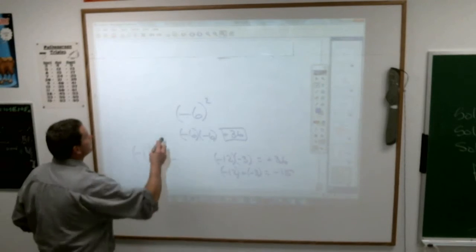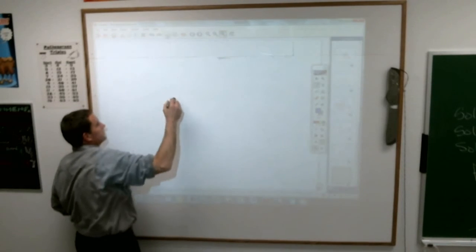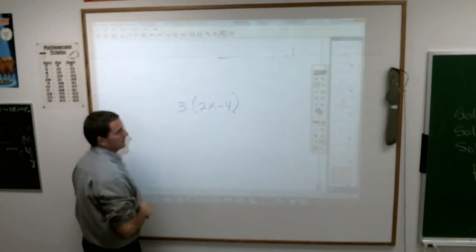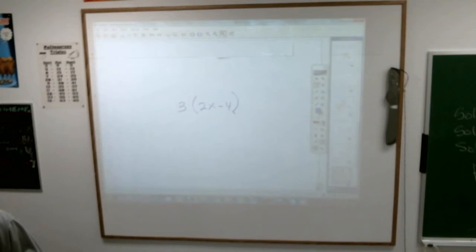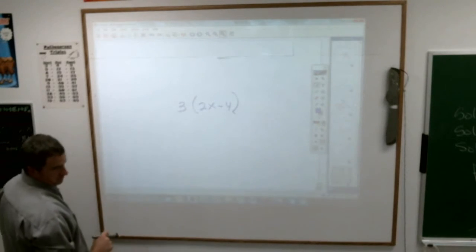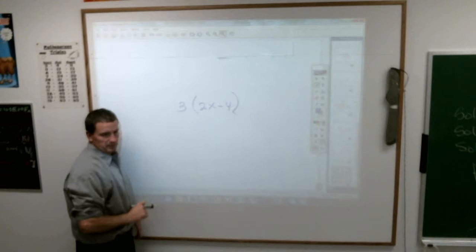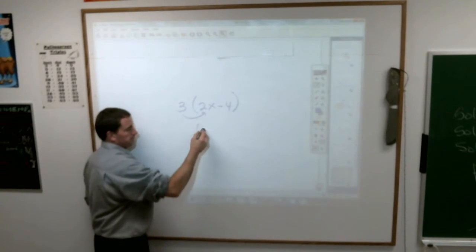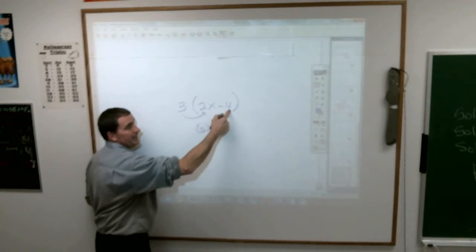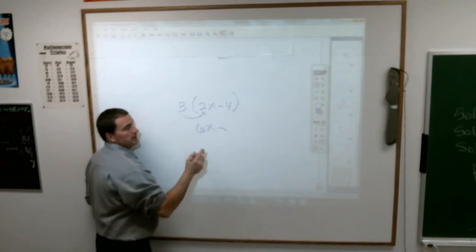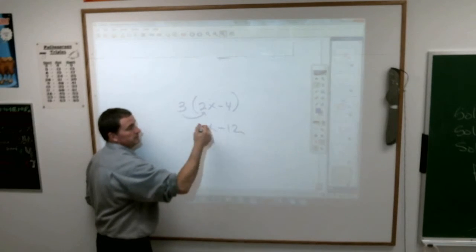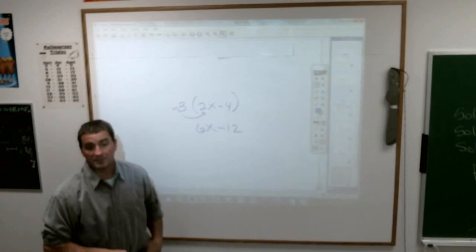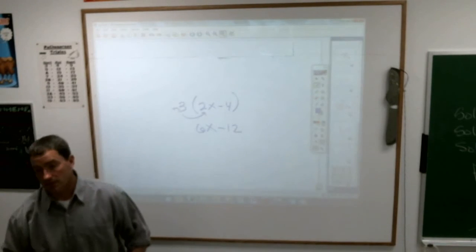Oh, here's one, something new. What about this? 3 times 2x minus 4. Distributive property that we still have a little trouble with. This is one that we've done before. What is 3 times 2x? 6x. What is 3 times a minus 4? A minus 12. Opposite signs. This is a positive, that's a negative, and with that subtraction, I'm going to tell you it's the same thing. Negative signs and subtraction are really the same thing.